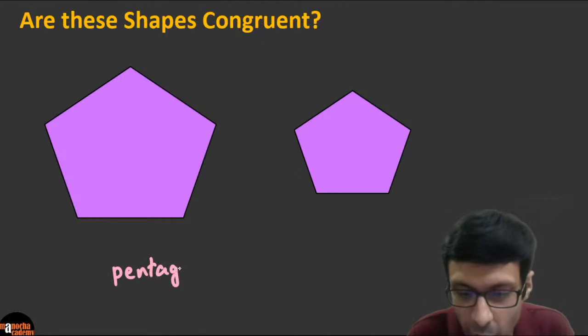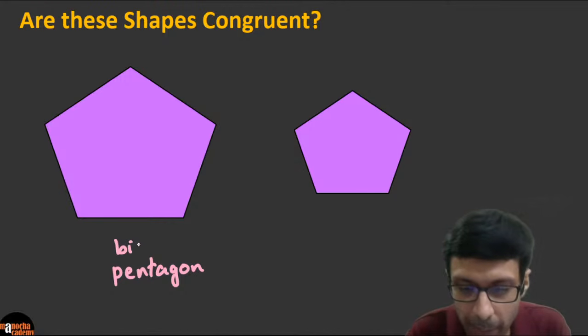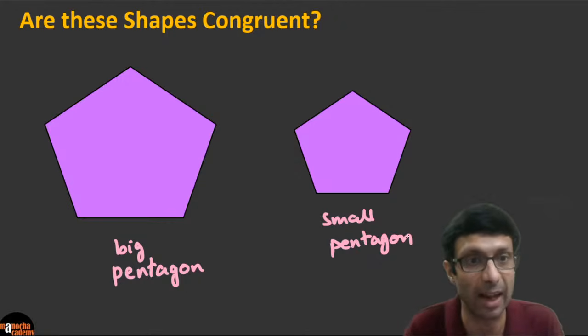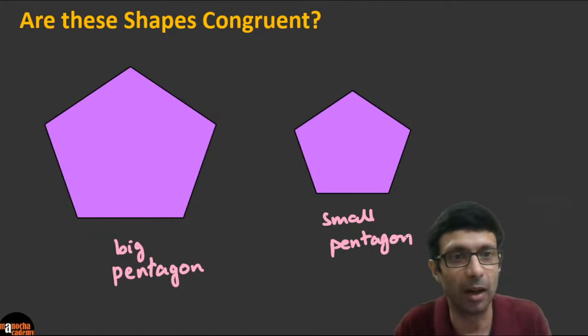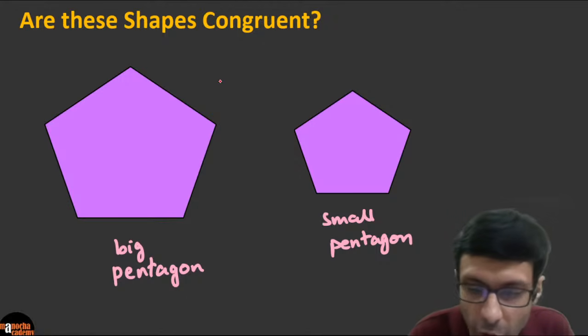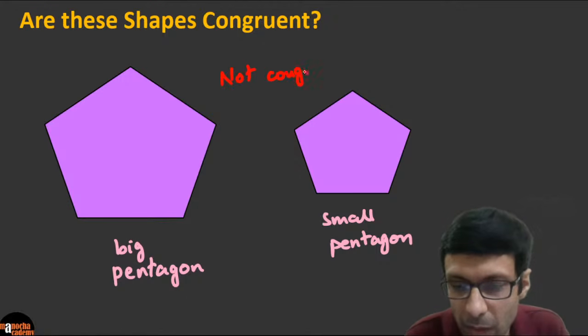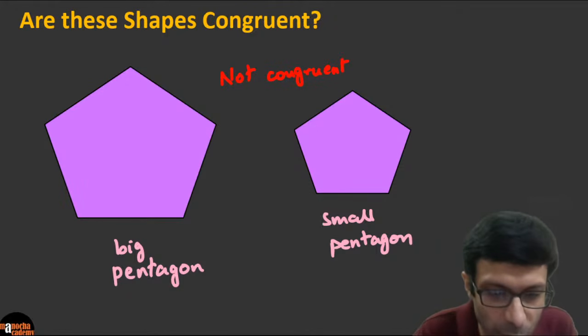Now the question is, are they congruent? Right? So both are pentagons. So here we have a big pentagon and here we have a small pentagon, right? But they are not congruent because they're not the same size, right? One is big, one is small, and when you overlap them, they will not completely hide each other, right? So therefore, these shapes are not congruent. Excellent guys, superb. So they are not congruent, right? Very good. Next one, right?